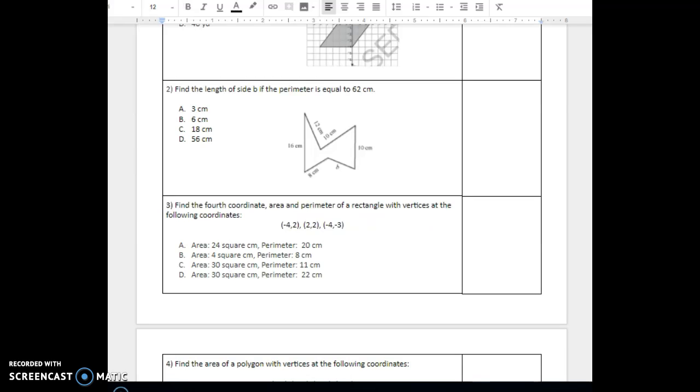B. Area 4 square centimeters, perimeter 8 centimeters. C. Area 30 square centimeters, perimeter 11 centimeters. D. Area 30 square centimeters, perimeter 22 centimeters.